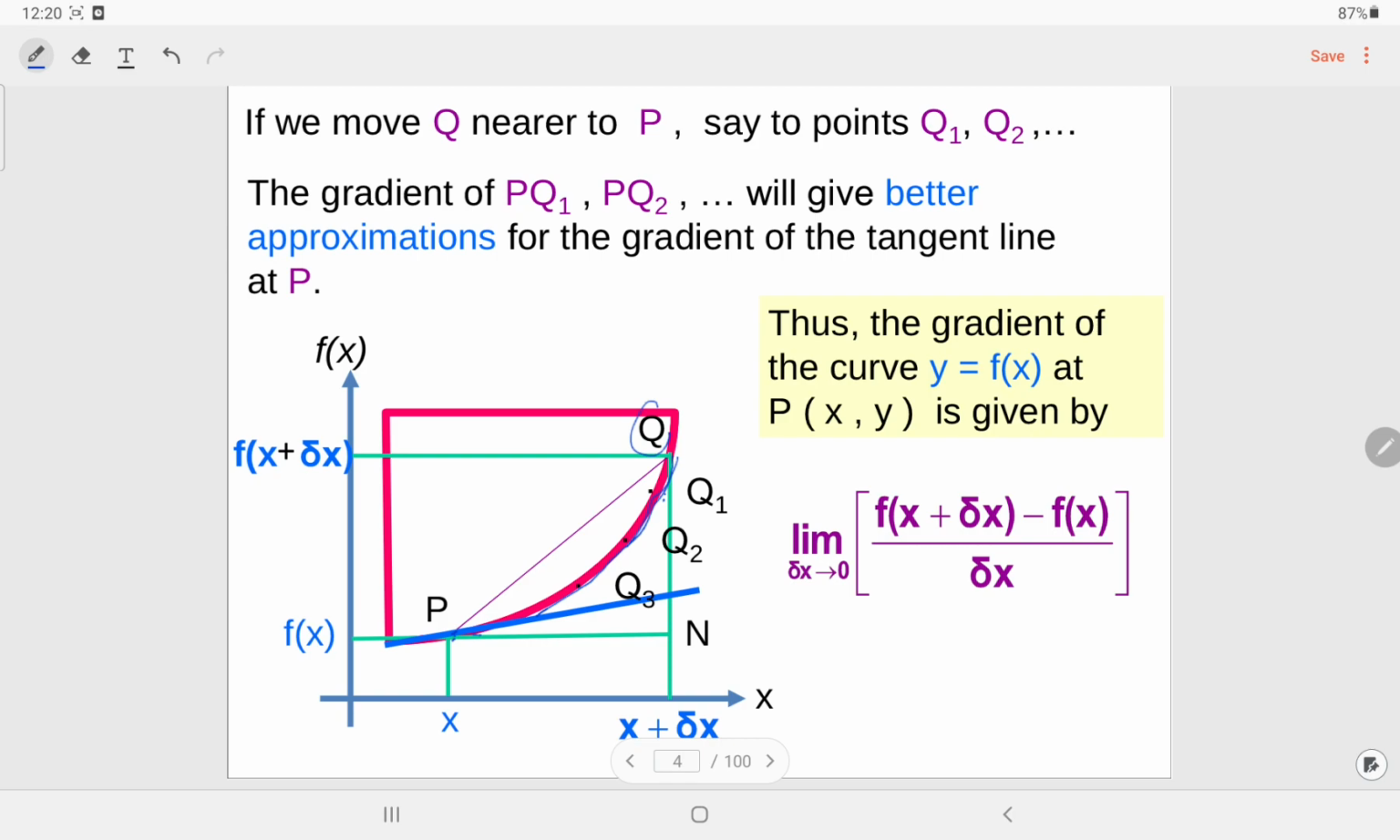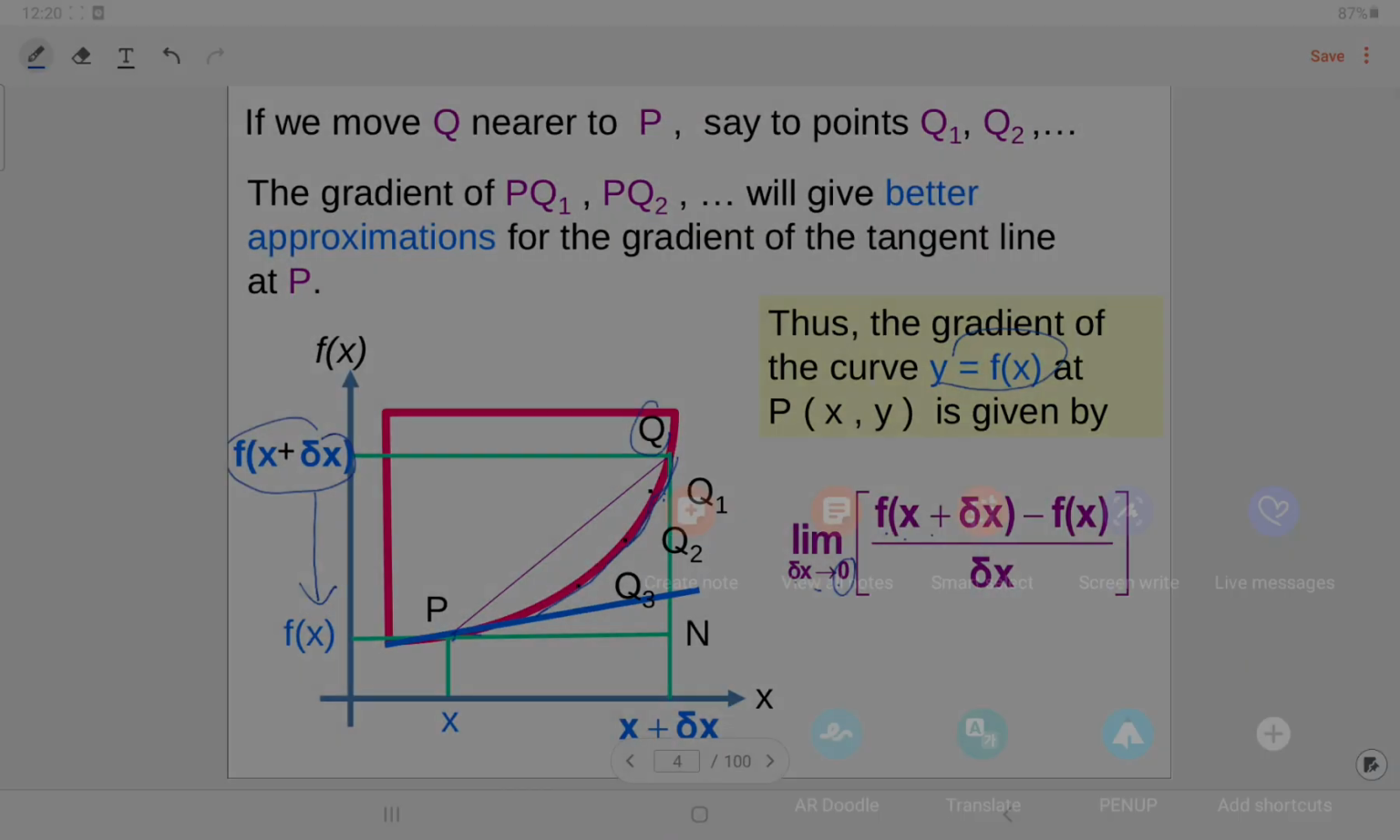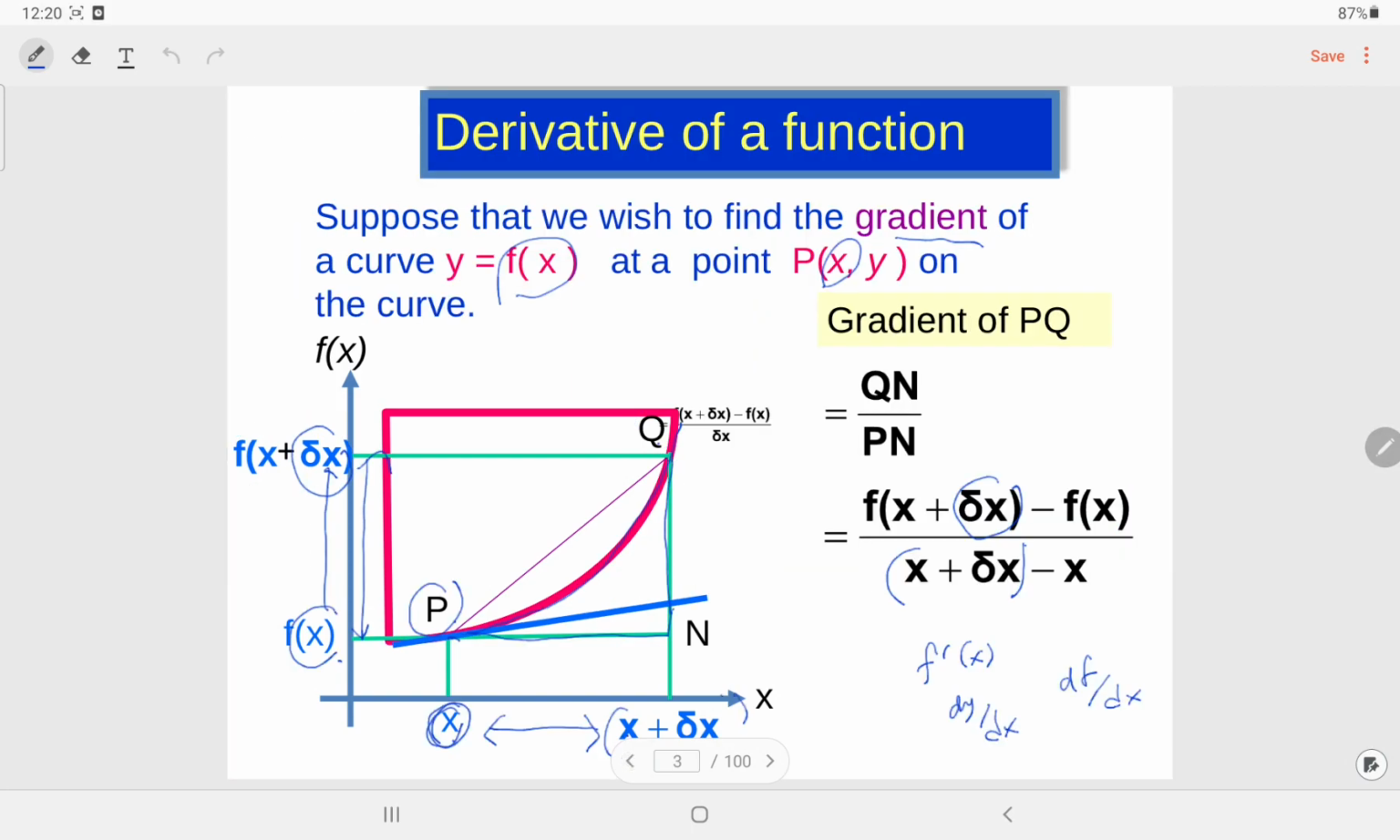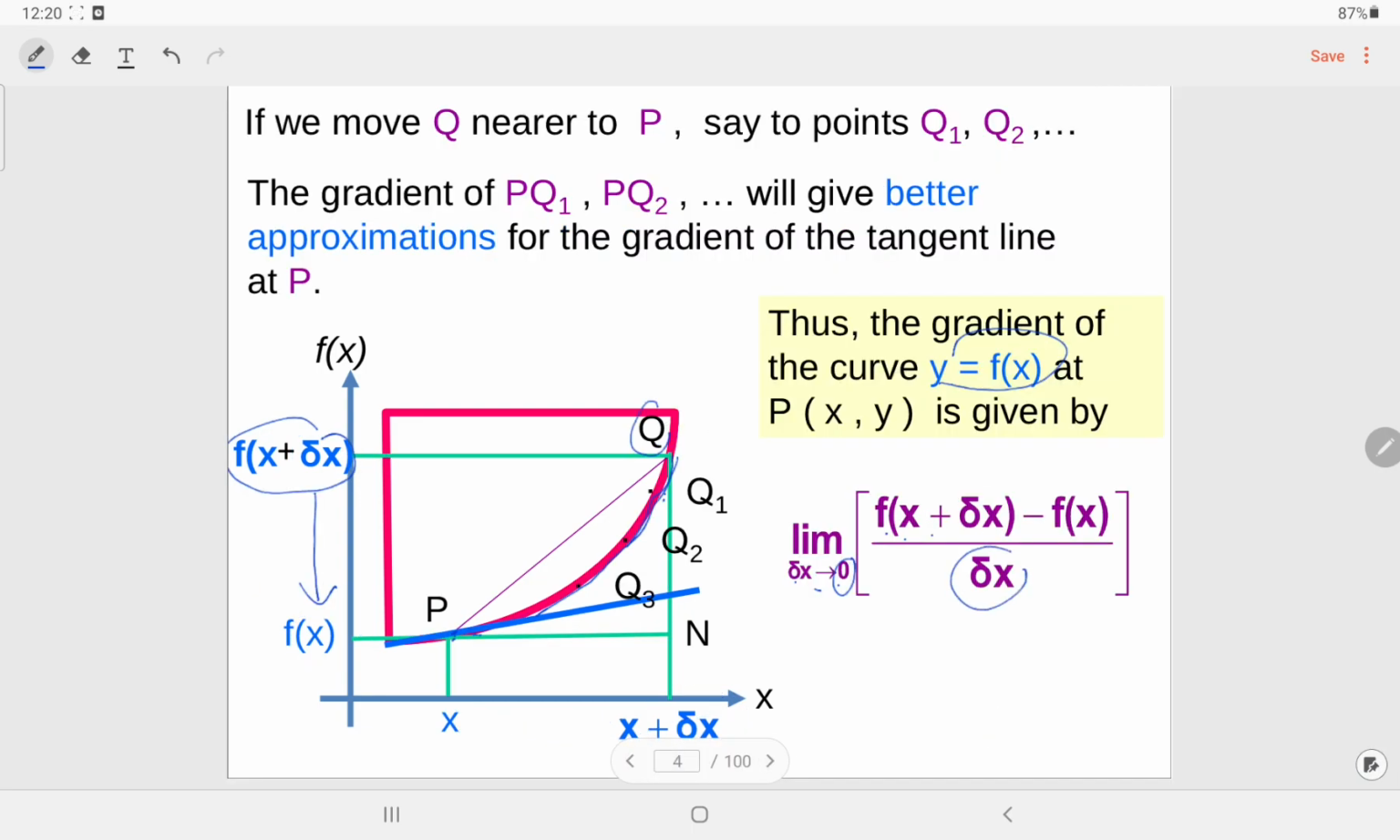Thus, we can say the gradient of the curve y equal to f(x) at the point P(x, y) is given by the limit as delta x, which represents the change in the value of x, approaches 0, of f(x plus delta x) minus f(x). And just now we can see that x plus delta x minus x gives only delta x. So you need to memorize this formula.